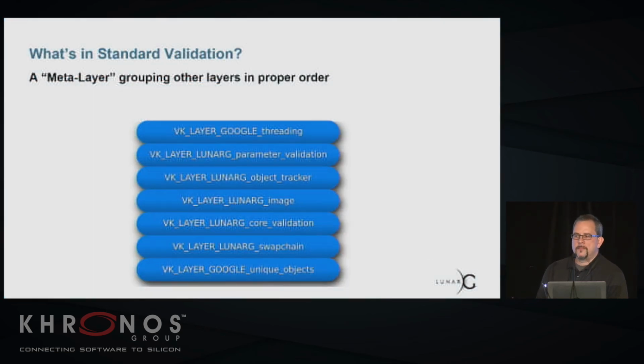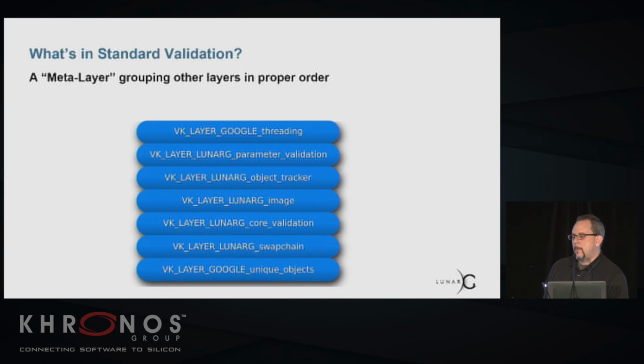So I've said standard validation a couple of times. What is standard validation? If you want to turn on validation at this point, you actually have to manually turn on each layer. So we have 7 layers here. We have a threading layer, which validates obviously threading. We have parameter validation, which checks null pointers and various other input commands to the Vulkan commands, as well as all these other layers. I'm not going to go into too much detail.